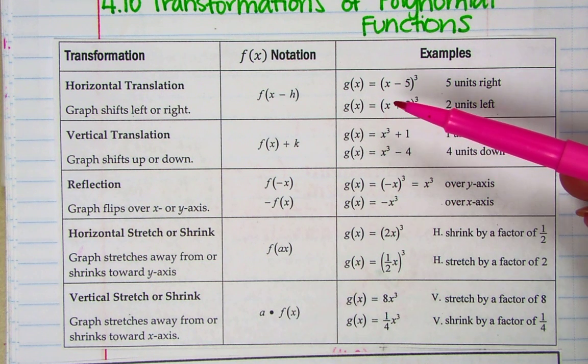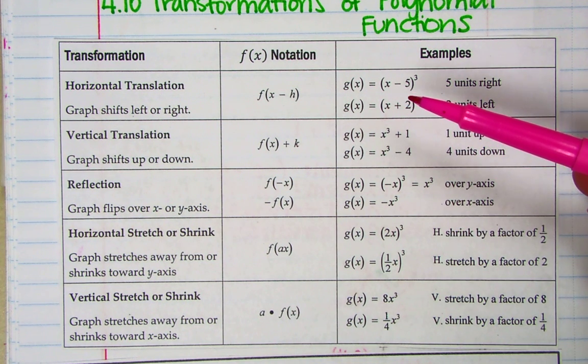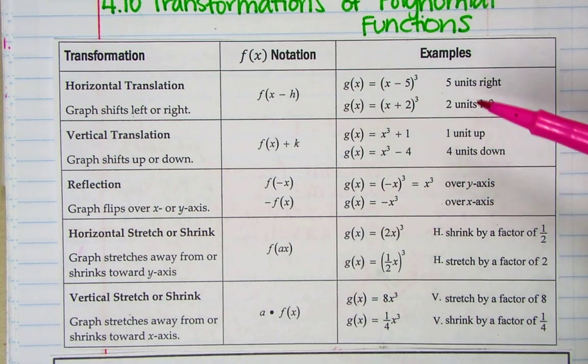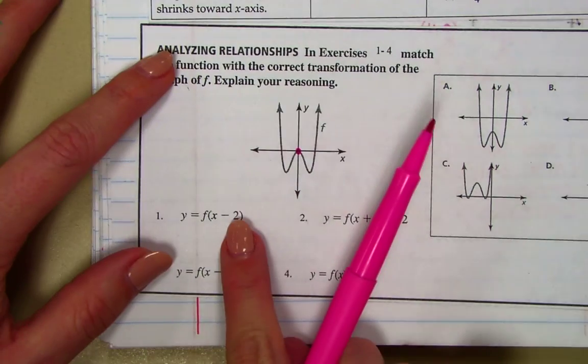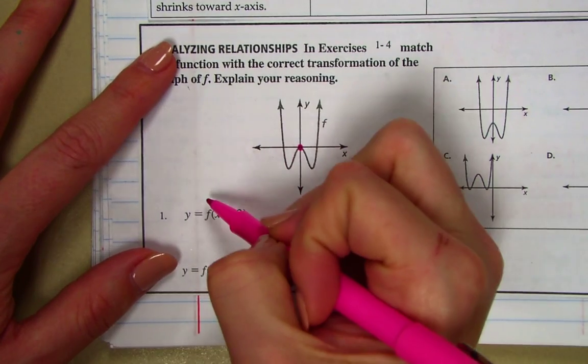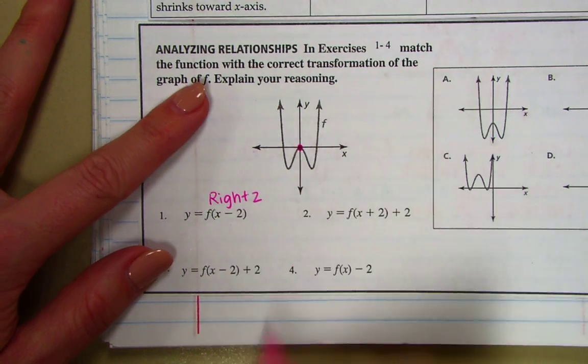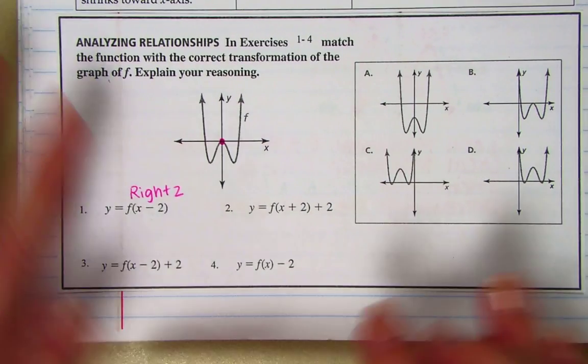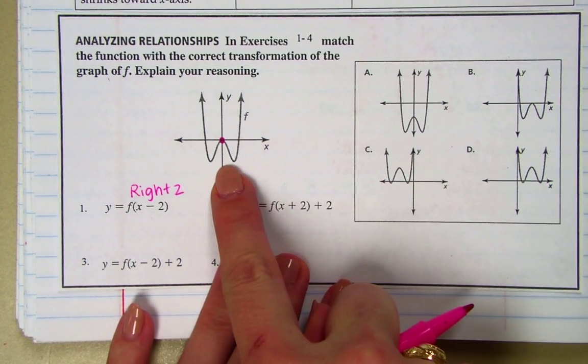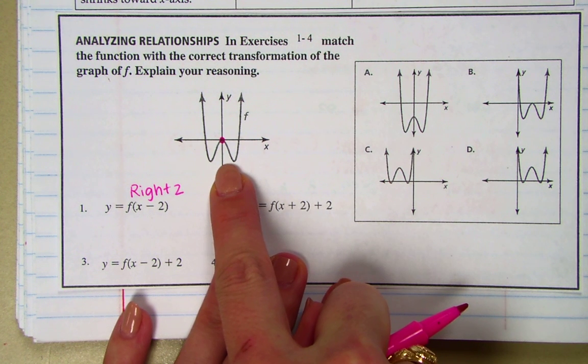Horizontal translation, okay? It's inside the parentheses, x minus 5, right? So this one at the bottom is x minus 2, but if it's minus, it's moving right. Since it's minus 2, it's going to move right 2. Looking at these graphs, which one is this one, but has moved right 2?